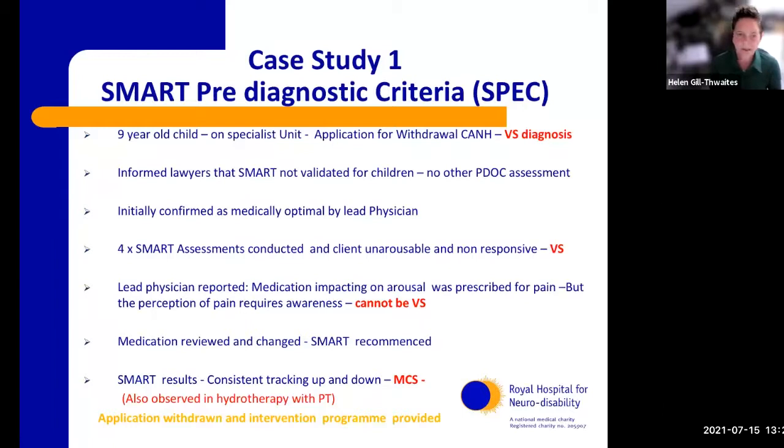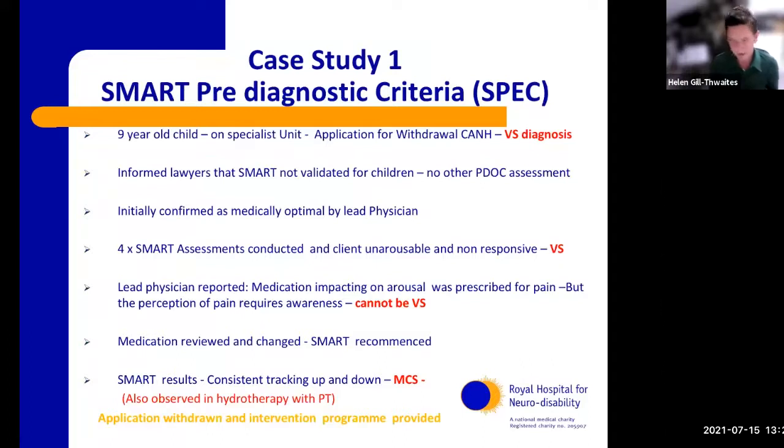report that medication impacting on arousal was prescribed for pain. But we obviously then clarified that, because the perception of pain requires awareness. So if they were saying she's in a vegetative state, she couldn't be if they were using this medication for her pain. So they reviewed the medication and we recommenced SMART.